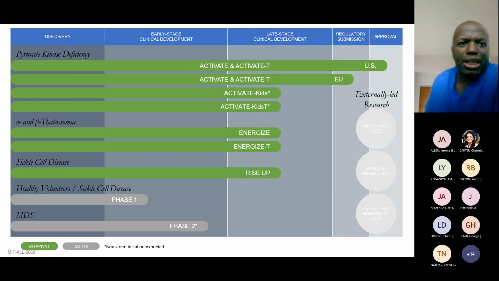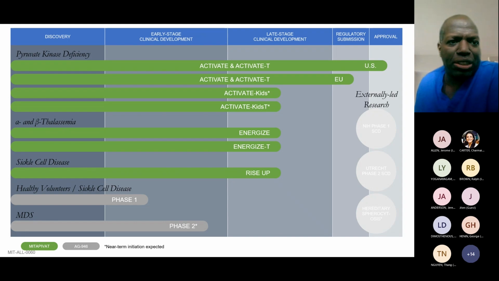At the moment, as I alluded to, they're in the late throes of the regulatory process for PK deficiency, and they're now in phase 3 clinical trials in hemoglobinopathies. The Energize trial is a trial in alpha and beta thalassemia in patients who are non-transfusion dependent, and the Energize-T for the transfusion dependent thalassemics. And the Rise Up trial is in sickle cell disease patients. All of these trials are open in Imperial, where we are actively enrolling patients to these particular studies.